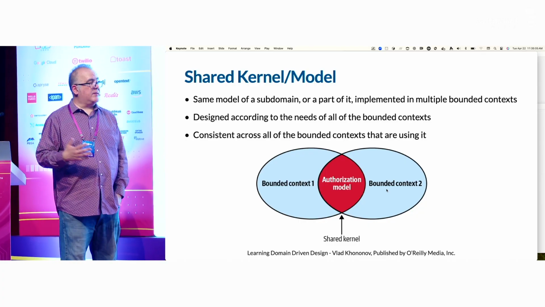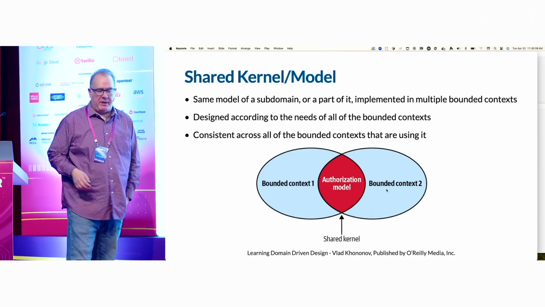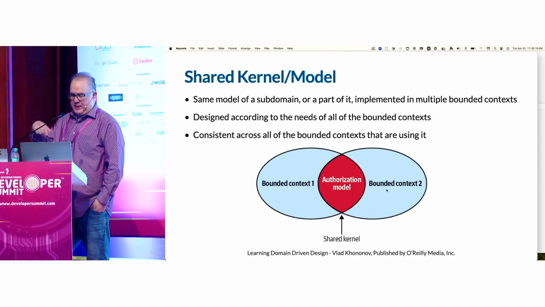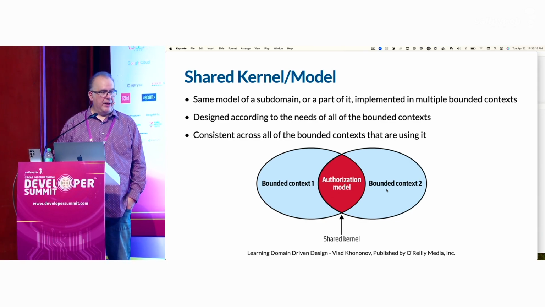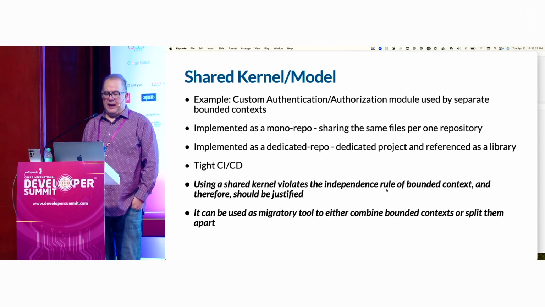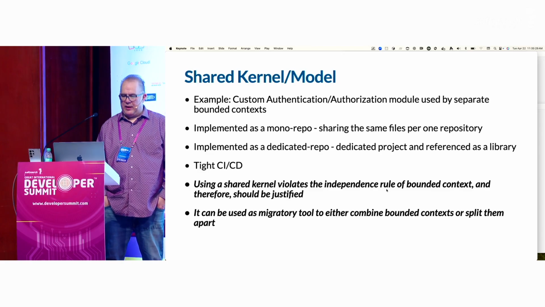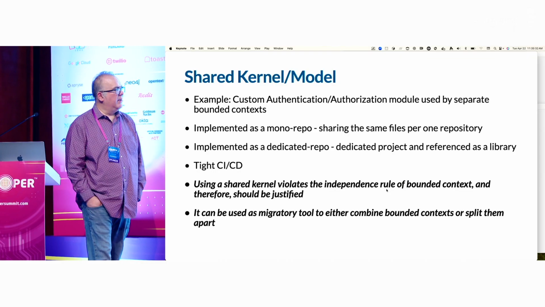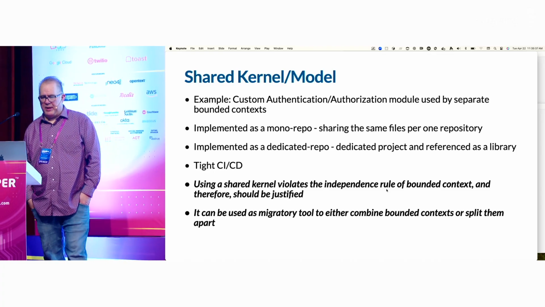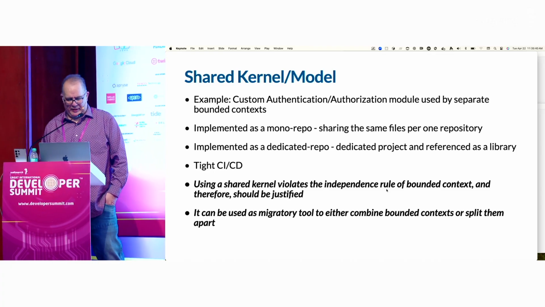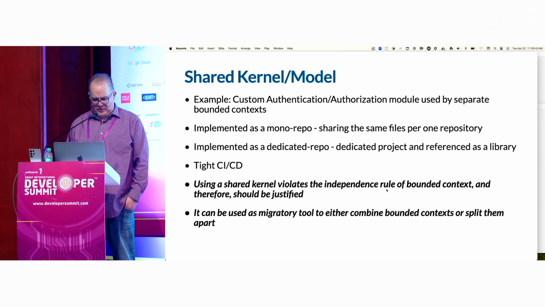The other one is a shared kernel or a shared model. You derive two bounded contexts and you have an authorization model in between, okay? This could be a library. This could be any sort of system that you wish to make, or it could just be code that is referred to by both particular bounded contexts. These are typically avoided, but sometimes you have no other choice. Maybe you have a custom authentication authorization model. Maybe you have certain libraries. So in order to do this, tight CI/CD.